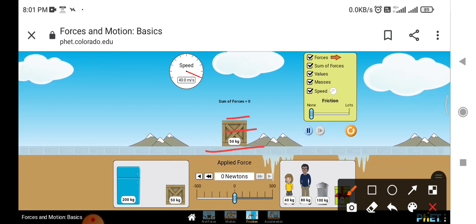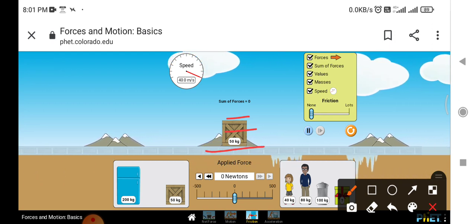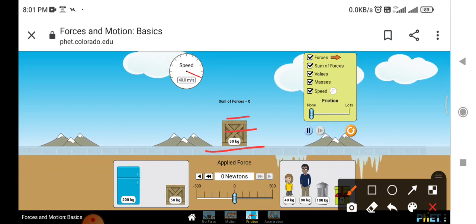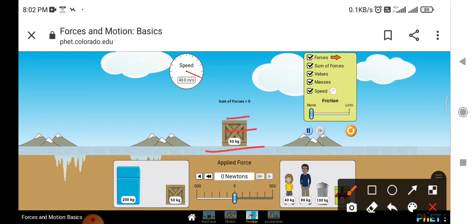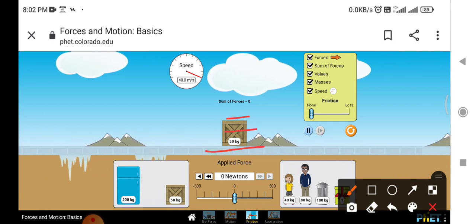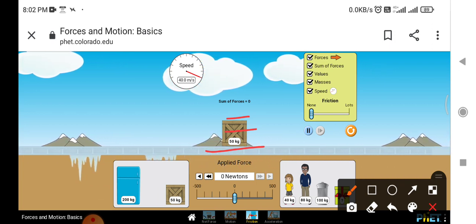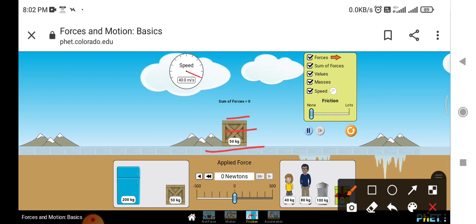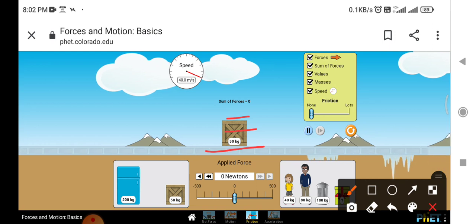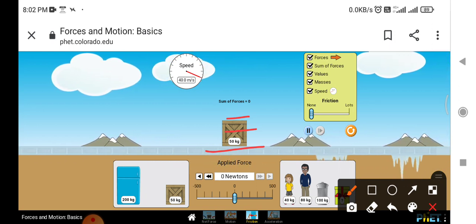The object does not stop. If there is no friction, the moving object will continue in motion. It takes more time to stop, and also it does not stop because there is no friction. See, the object continues in motion.